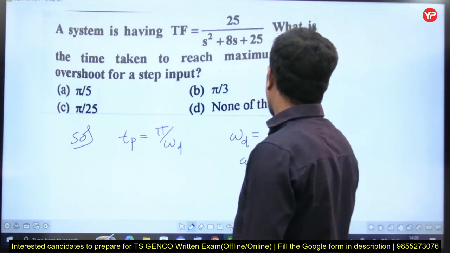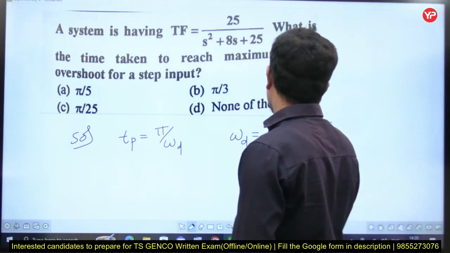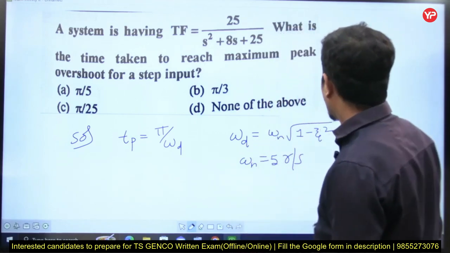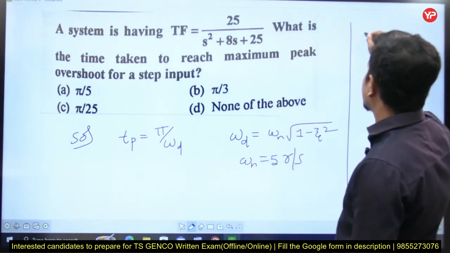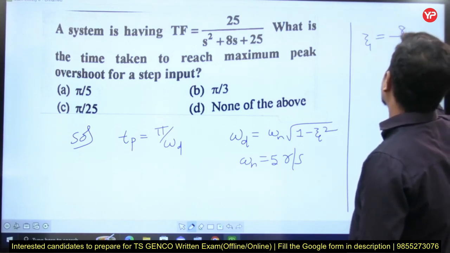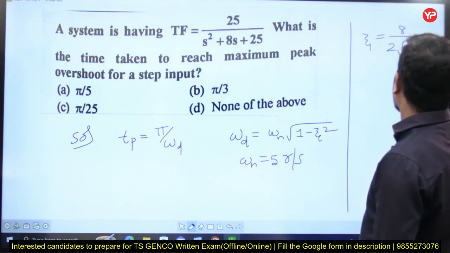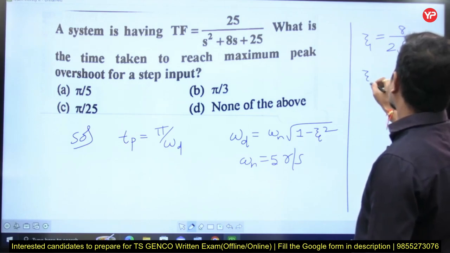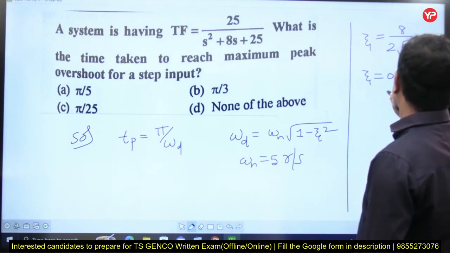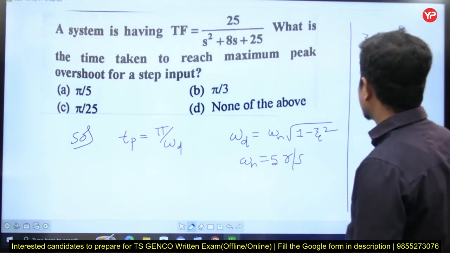Now, how much is omega n? Omega n is equal to 5 radians per second. Now, what is zeta? I told you a shortcut: zeta is equal to b by 2 root c. So zeta is equal to 0.8. This can be written as 8 by 10 for our simplicity.